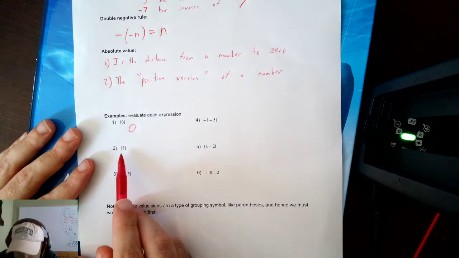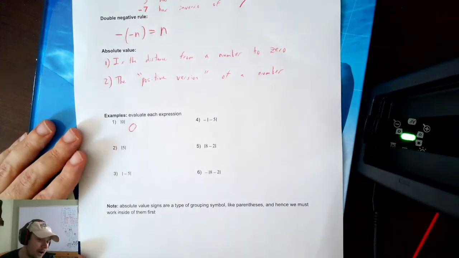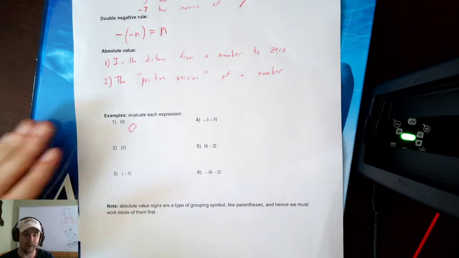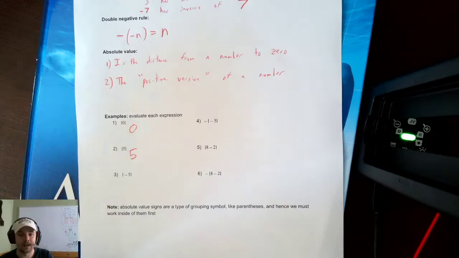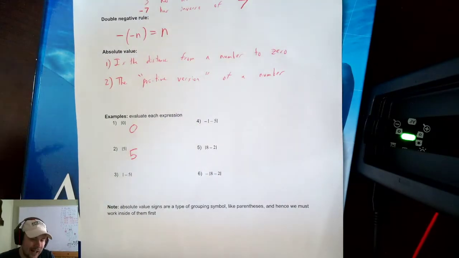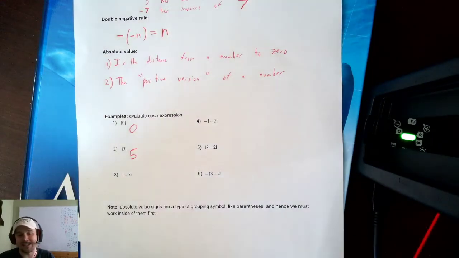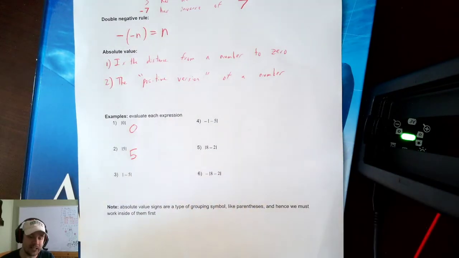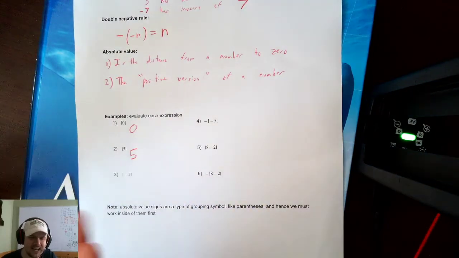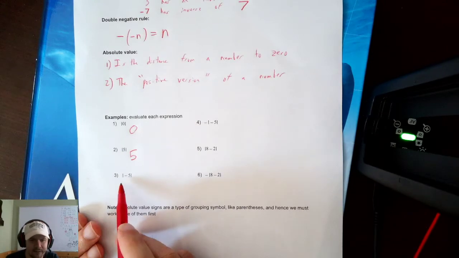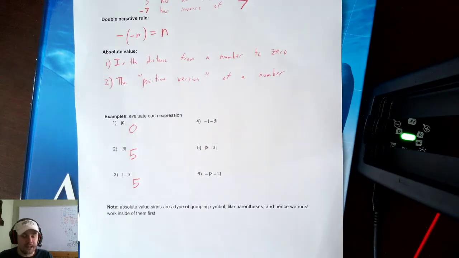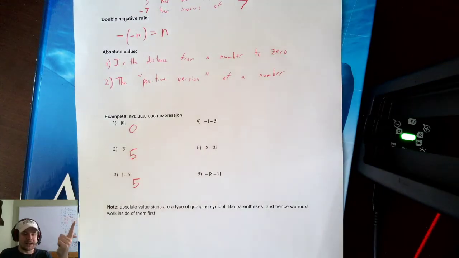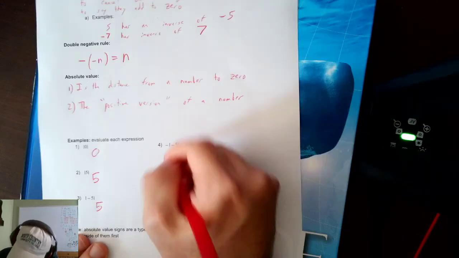How about the absolute value of 5? How far away from 0 is the number 5? Well, it's 1, 2, 3, 4, 5, right? So that is 5. What's the positive version of positive 5? It's also 5, right? It's already positive. How about number 3? How far away from 0 is negative 5? The absolute value of negative 5? Well, that's going to be 5 as well. Because negative 5 is, negative 1, negative 2, negative 3, negative 4, negative 5. It's 5 away.